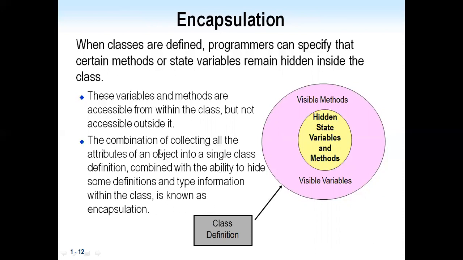So the combination of collecting all the attributes of an object into a single class, represented by a single class definition, combined with the ability to hide some definitions and the type of information within the class, is known as encapsulation. You have already studied in Java what is meant by encapsulation. Encapsulation means it cannot be accessible. If any variable is defined within the class, it cannot be accessed by another class.